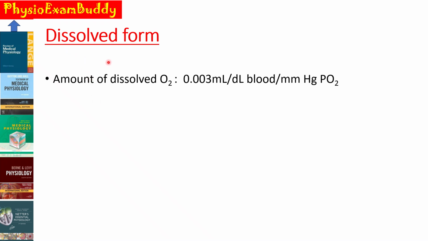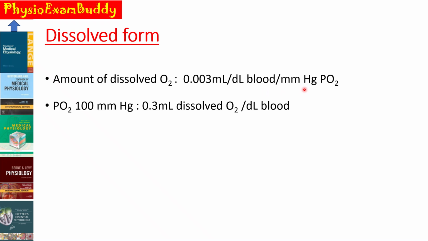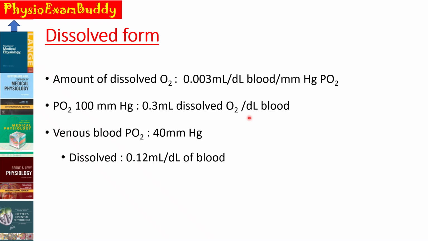Now in detail we will see the first form, that is the dissolved form. As already told, only 1% of the oxygen is transported in the dissolved form. The amount of dissolved oxygen is 0.003 ml per deciliter of blood per millimeter of mercury partial pressure of oxygen. Therefore, at a partial pressure of oxygen of 100 millimeters of mercury, only about 0.3 ml of oxygen will be dissolved in 100 ml, that is per deciliter, of the arterial blood.